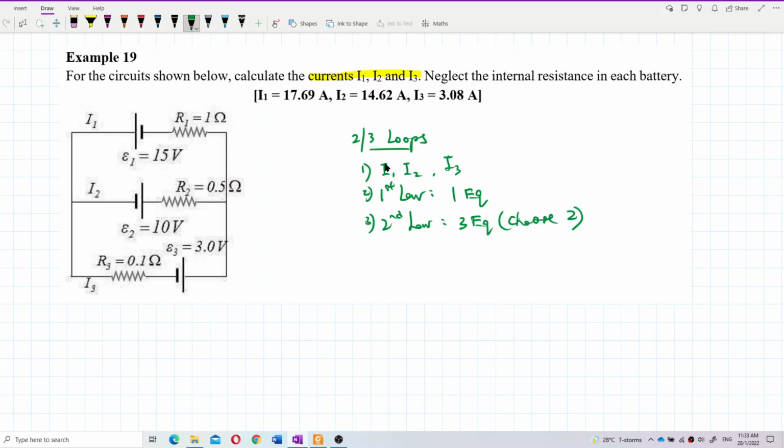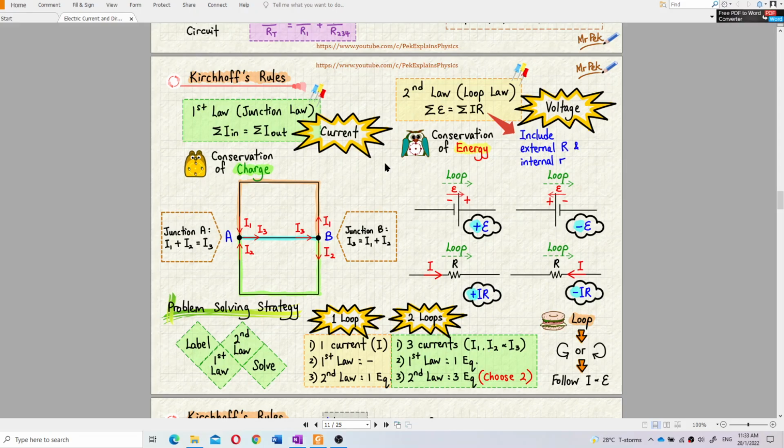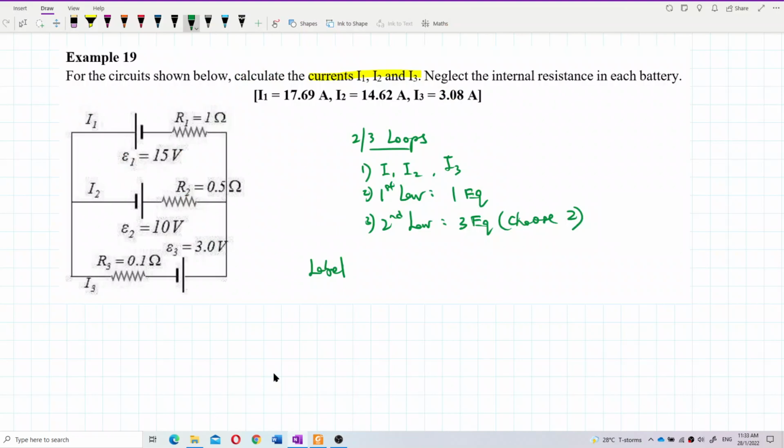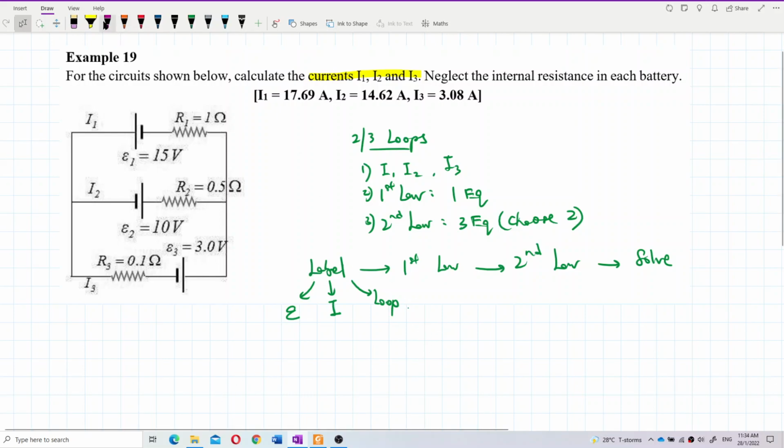The method is always the same: you must label first. Then you build the equation for the first law, build the equations for the second law, and in the end you solve. What do you label? You need to label the EMF direction, the current direction, and the loop direction. That is all about labelling. We always start with labelling first.